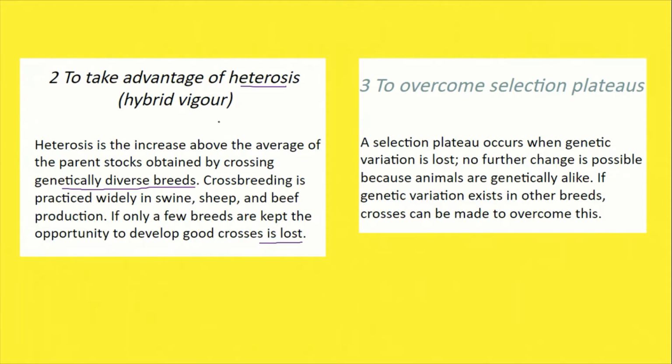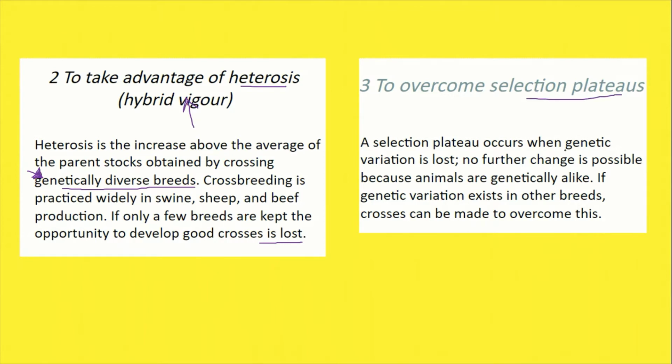So we are saying hybrid vigor is where you're able to cross extremely diverse breeds to get certain advantageous breeds. So we need to keep these genetic resources so that we're able to cross them to get even better animals, better plants, better organisms that can survive even in the future when we have uncertainties of environment. And to overcome the selection plateaus.